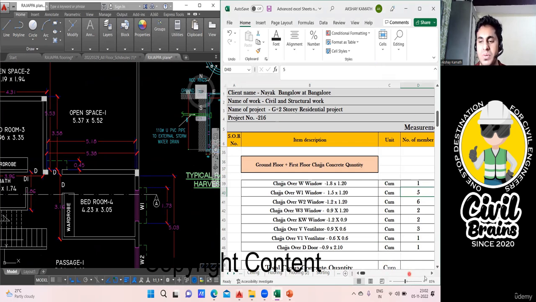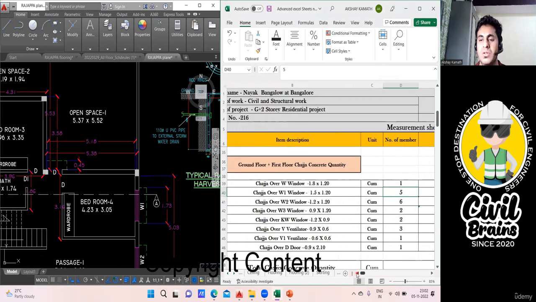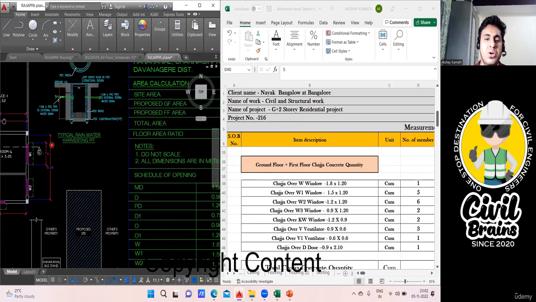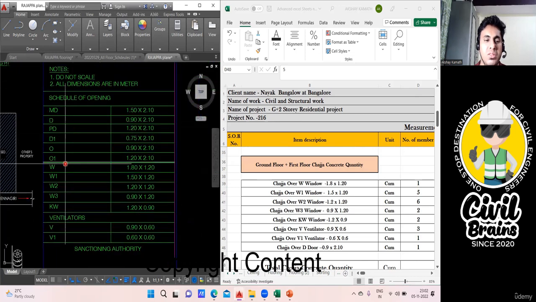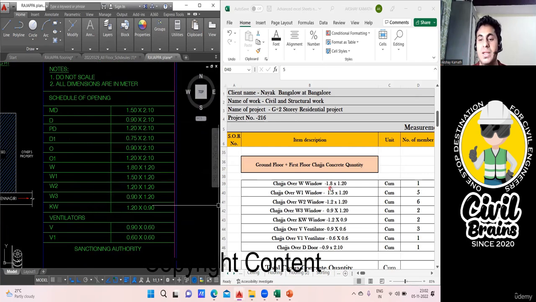Next, we'll go to the next part. After that, the sizes you need to mention. How do you mention the size? See, this W1 window: for W1, what is the size? 1.8, so this length is 1.8. Height I don't require, only length. So I've written here the W1 window sizes: 1.8 by 1.2, 1.5 by 1.2, 1.2 by 1.2, and so on. I'll explain everything in the Excel sheet now. In this way I've written.